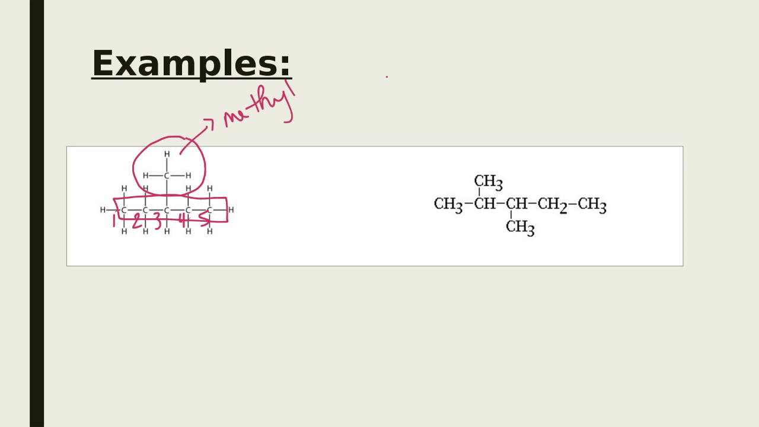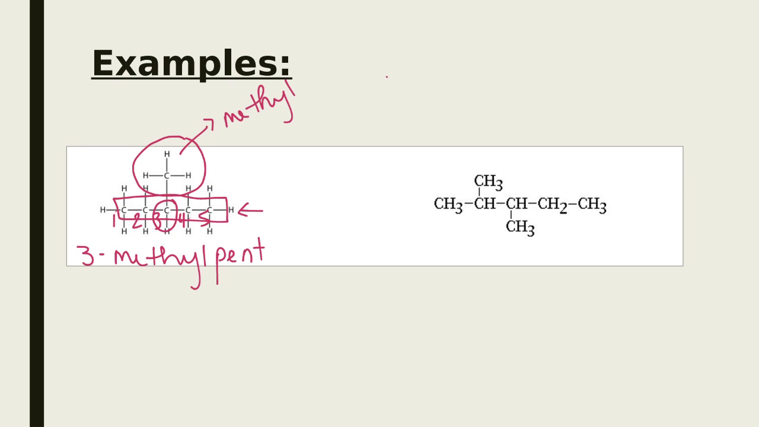And this methyl is sitting on carbon 3 of my parent chain. So when we set up the name, we put the prefix first, which is the branches. That methyl is sitting on carbon 3, so we write 3-methyl. And then we write the root word of the longest chain. So we have 5 carbons. The root word is pent.